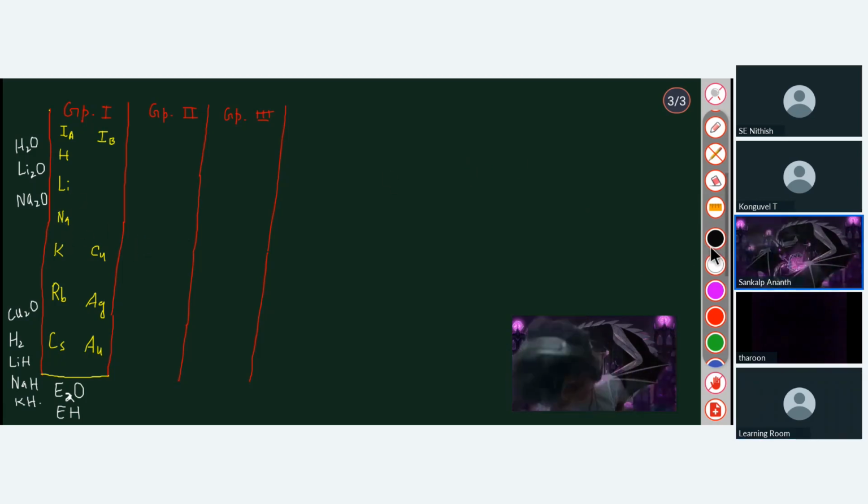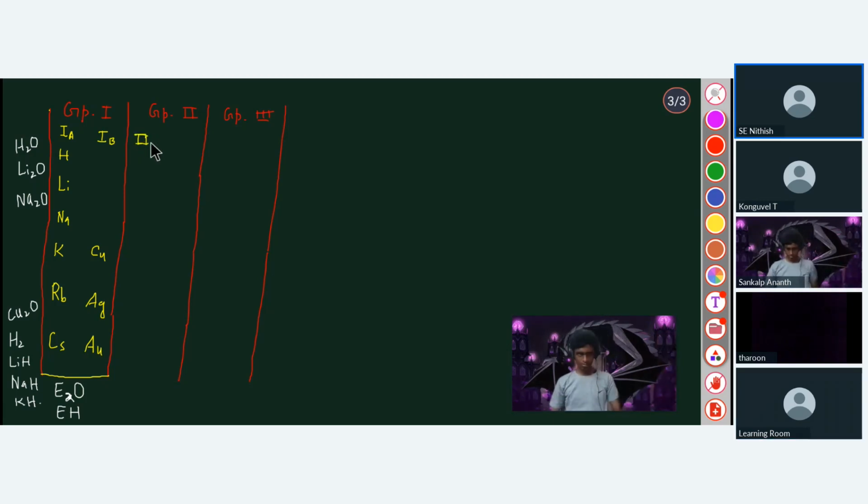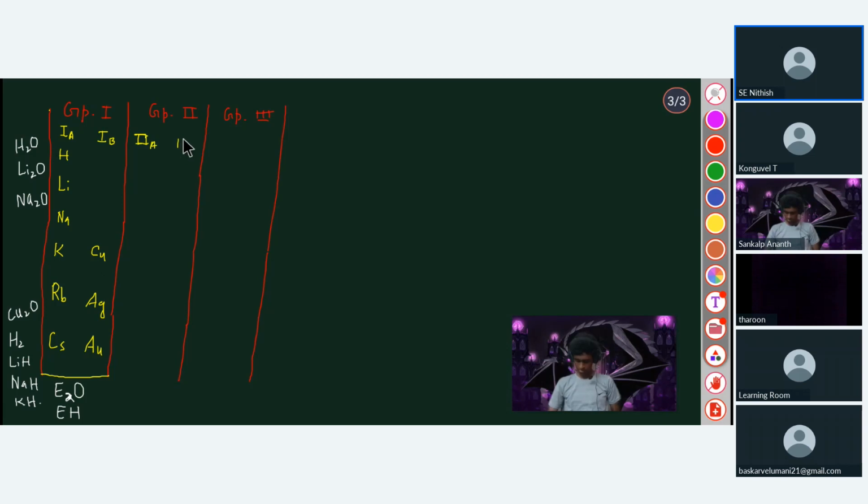Yes, sir. Now tell me the elements of the second group. It will be further divided into two subgroups, second A and second B. In second A, under hydrogen there isn't any element, because it is one A. Exactly. After lithium, there is beryllium.